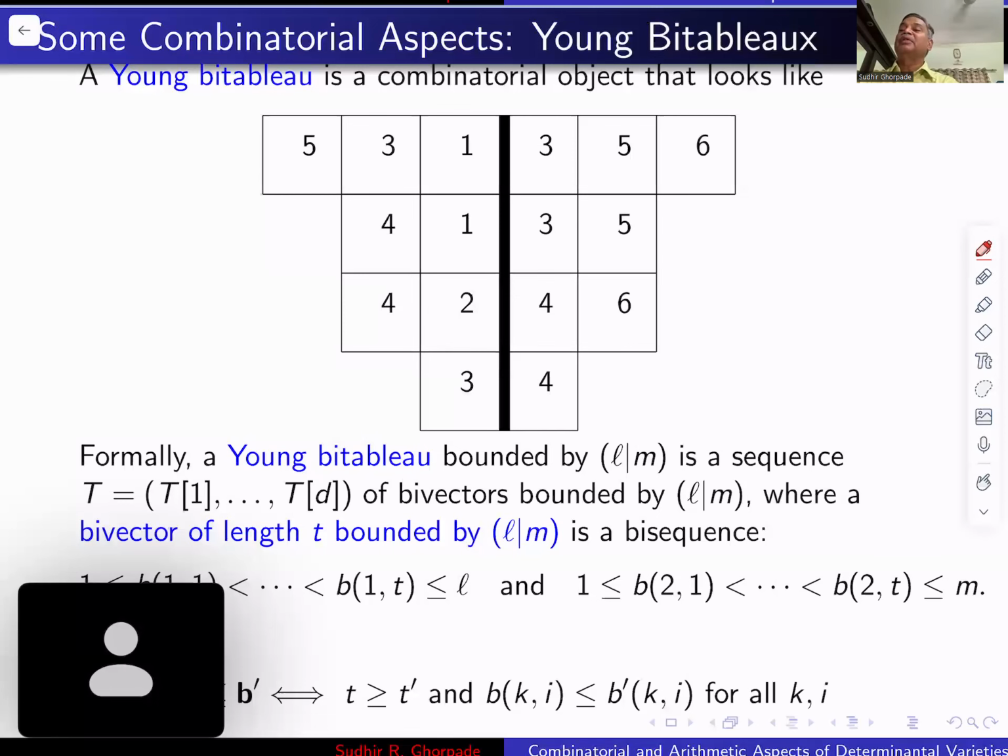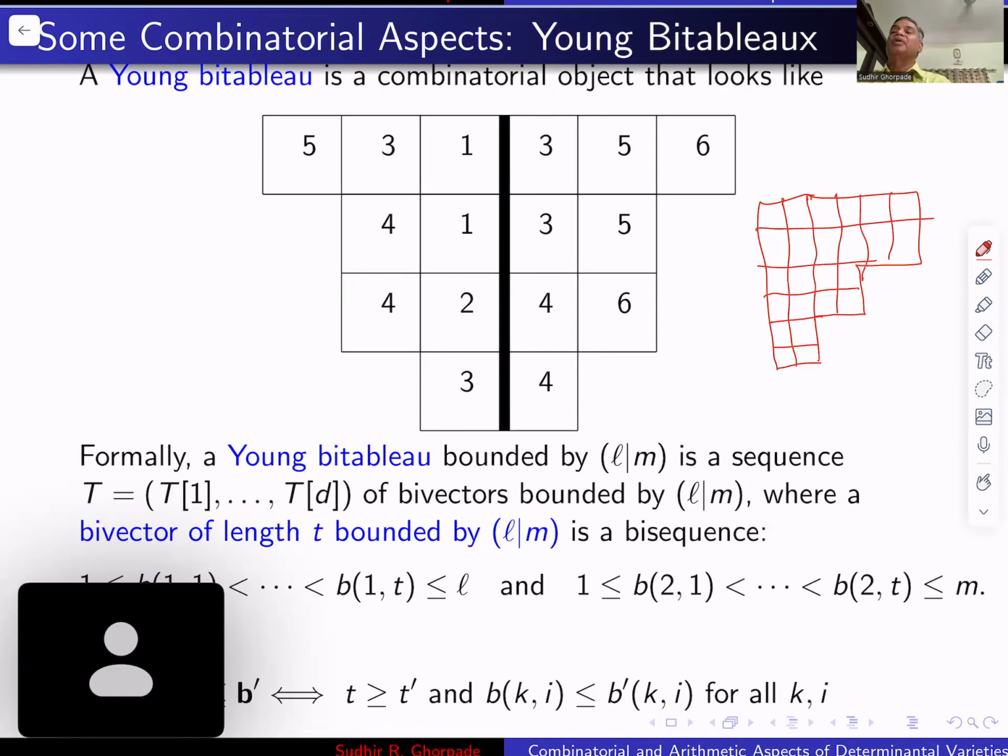A Young tableau may look something like that, and you fill the rows. So this is a Young diagram, etc. And then if you fill numbers in this, you get what is called a Young tableau. And a Young bitableau is simply a two-sided variant of a Young tableau, where the two sides have a similar shape.